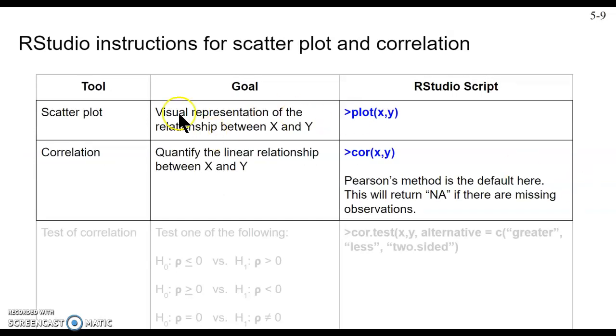By the way, we've already done scatter plots. A scatter plot is just a plot of X and Y. They have to be numerical variables. So think of numerical variables X and Y. And correlation, to just quantify the size of that relationship, you just do COR of X and Y.